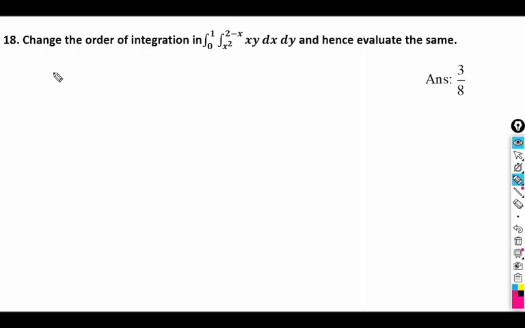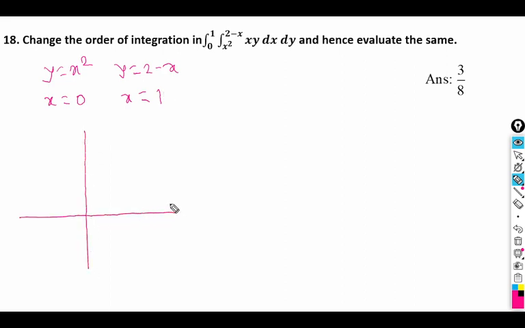But before that, the region is bounded by the boundaries y equal to x square, because these are limits of y, y equal to 2 minus x, x equal to 0, and x equal to 1. So these are the four boundaries that we have for the region. So let me draw this. First curve y equal to x square is the upper parabola. So say this is my y equal to x square. Next, we have x equal to 0, the y-axis. X equal to 1 is parallel to the y-axis. So this is my x equal to 1.